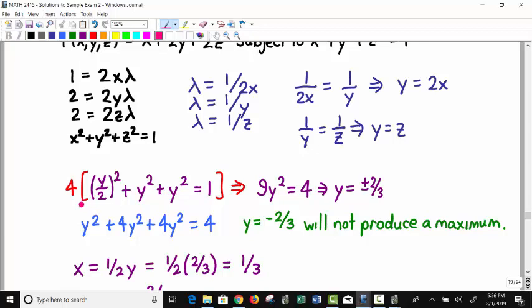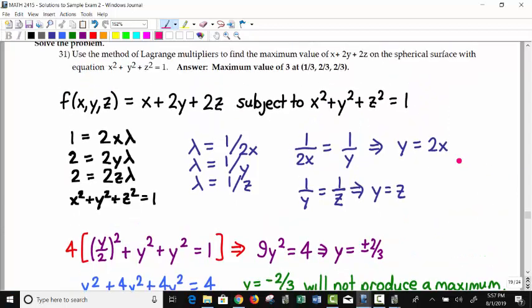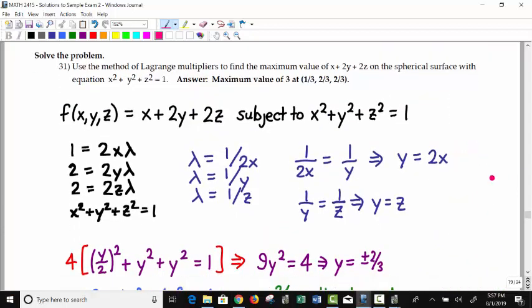I decided to go ahead and immediately get rid of the fractions, because that's going to produce a 4, obviously, on the bottom. So y squared over 4 times 4 will just be y squared. Now both these individual y squareds will become 4y squared, and that 1 will become 4. So we come up over here, and we end up with 9y squared equals 4, and then y equals technically plus and minus 2/3, but that's okay.